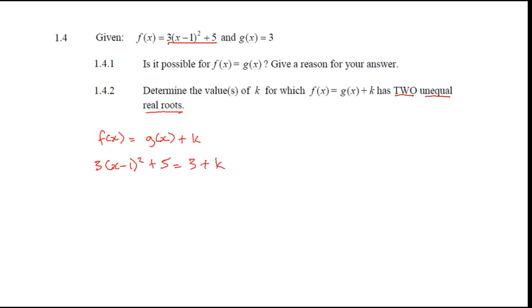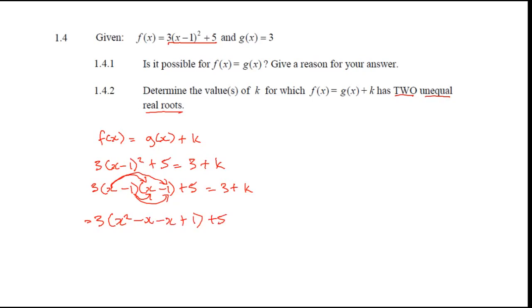Right, now we want to rearrange this and write it as a standard trinomial. Okay, so I'm going to take this and expand here. So this is 3(x minus 1)(x minus 1) plus 5, which is equal to 3 plus k. Okay, so we're going to use our first, outer, inner, last expansion there. So 3 times x is x squared, minus x times 1 is x, minus 1 times x is x, plus, because two negatives multiplied together, so plus 1. Okay, so plus 5. So rather, let's bring this over to this side. So minus 3 minus k is equal to 0.